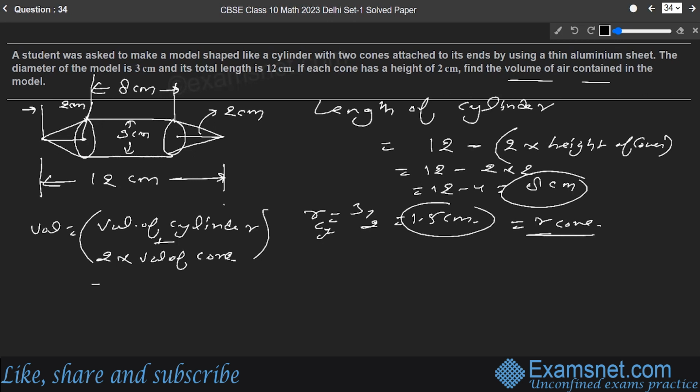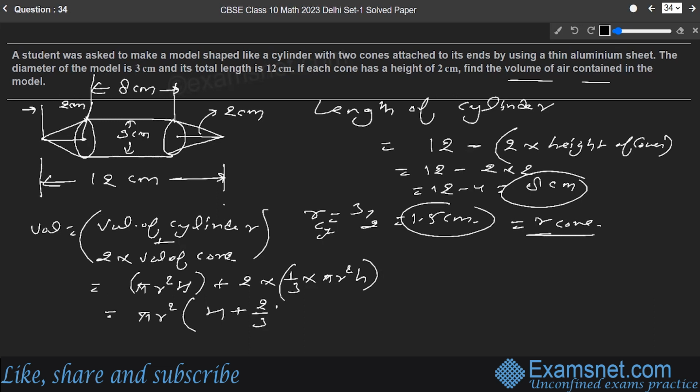So let us find the volume of the cylinder. The volume of a cylinder is pi r square H, where H is the height, plus twice the volume of a cone, which is 1 by 3 pi r square h. These are the two things that are there. Let us take pi r square common, because the radius is common for both cylinder and cone. So we remain with H plus 2 by 3 h, where capital H is the height of the cylinder and small h is the height of the cone. These are the two heights used.